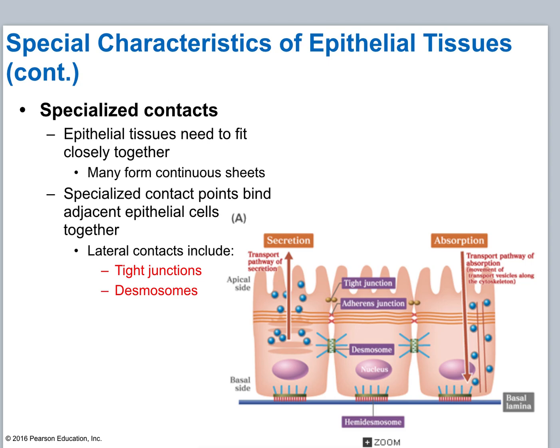Some of these specialized contacts are called tight junctions and desmosomes. This cartoon shows both tight junctions here and desmosomes there.